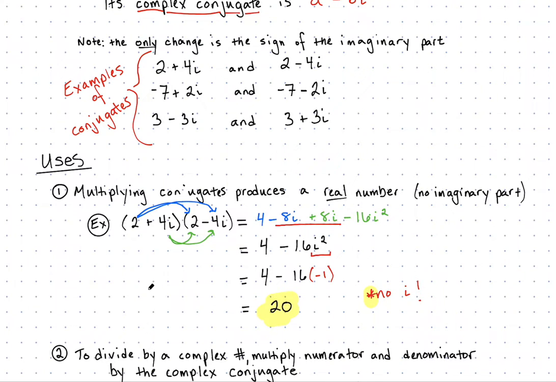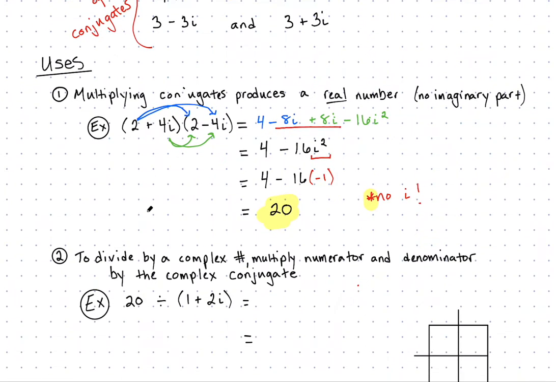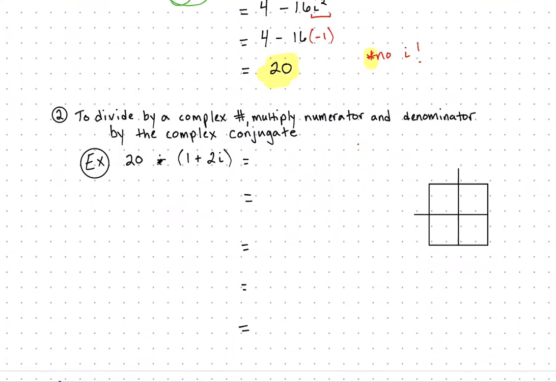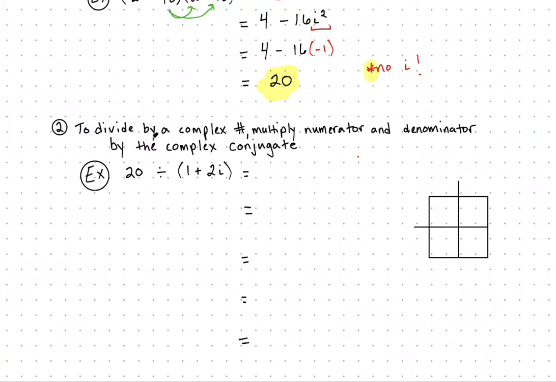Super, super nice. All right, so why is this useful? Why would we ever want to do this? And the reason is division. So here we've got a division example. It says to divide by a complex number. So when we're taking a number and dividing it by something complex, dividing it by i, for example, the way we do this is by multiplying both the numerator and the denominator by the complex conjugate. All right, what does this mean?